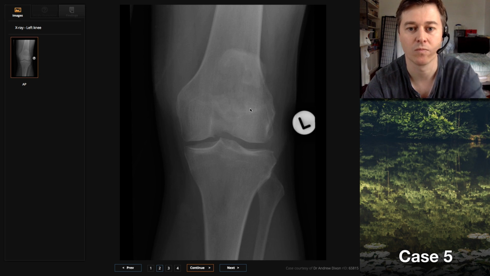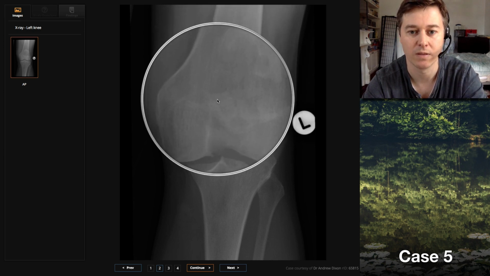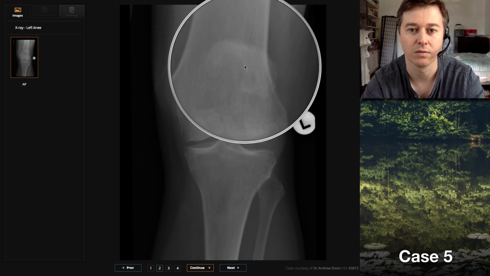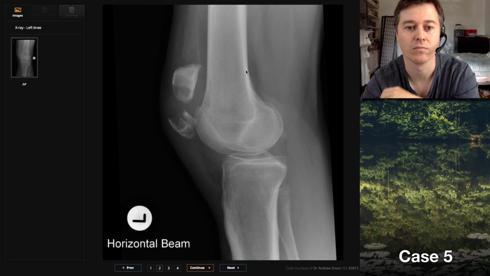I note also there is this impression of a lucent lesion that is extending through both parts of these patellar fragments. Yep. Possibly a sclerotic margin seen at that superior fragment. But it's relatively well defined on this solitary projection.